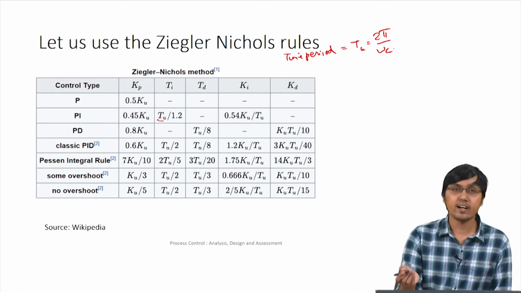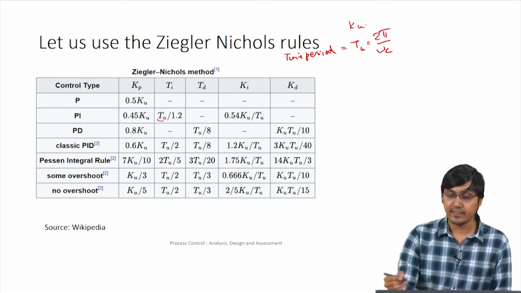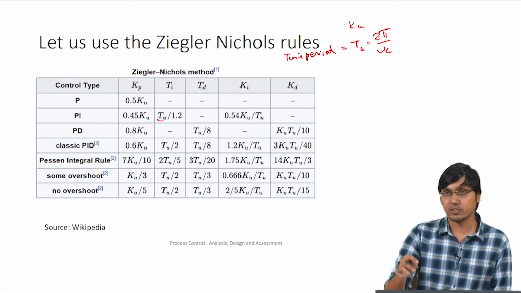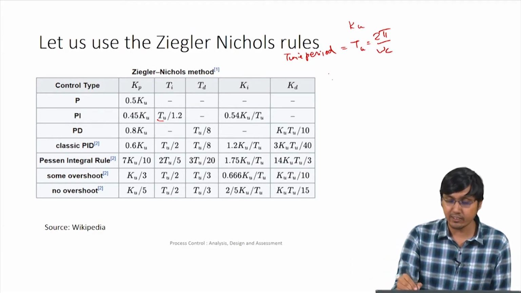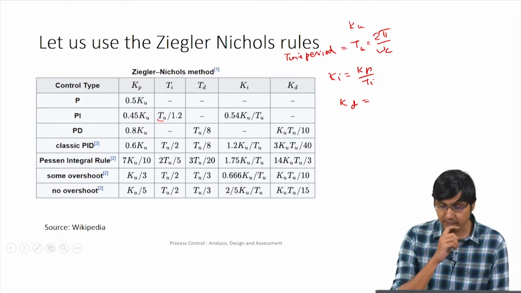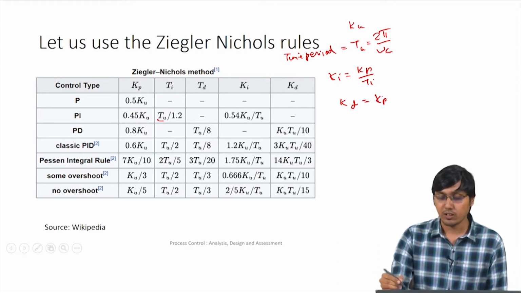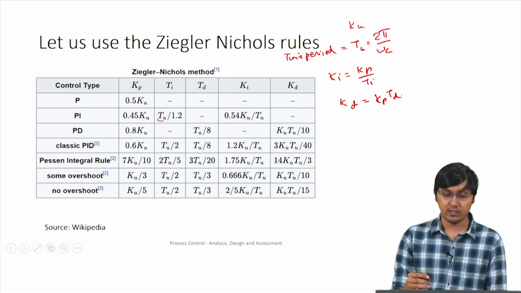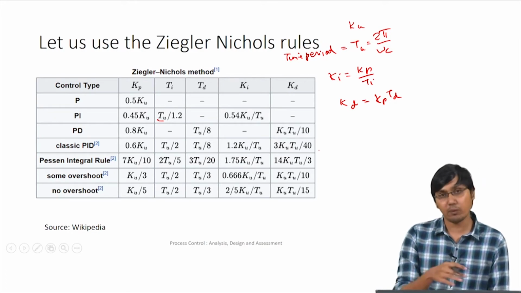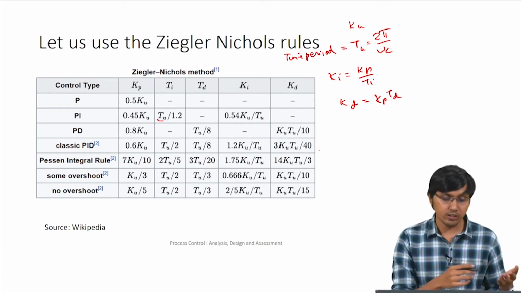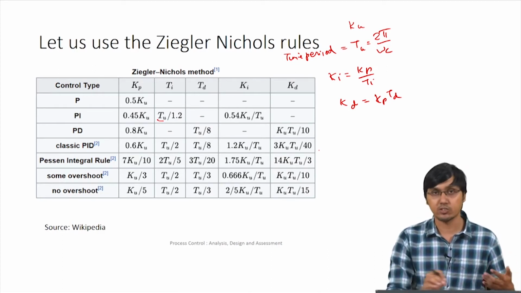Once you know the value of Ku and Tu, Ku is nothing but the gain at which the system will go unstable, you can just substitute these values and then find the value of Kp, Ti, Td, etc. Basically you can write Ki is nothing but Kp by Ti, and Kd is nothing but Kp into Td. So you will be getting these Ki and Kd values. Basically, a lookup table, you can just keep on paper, find the values of Ku and Tu, and then substitute them.